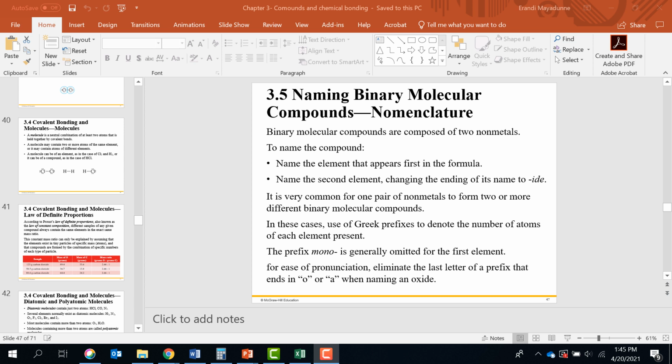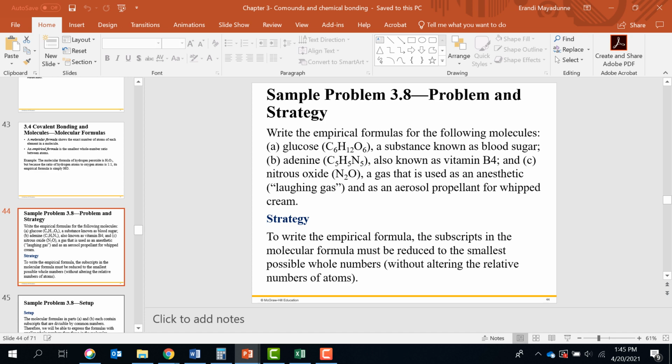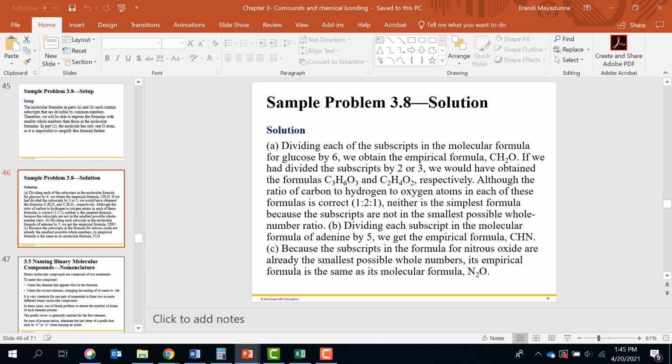We started covalent compounds. Covalent compounds are sharing electrons, and then we talked about the diatomic molecules: no fear for ice cold beer. And then we are coming to the naming of these covalent compounds. Example: so we talked about the empirical formula, and I'm going to the nomenclature directly.